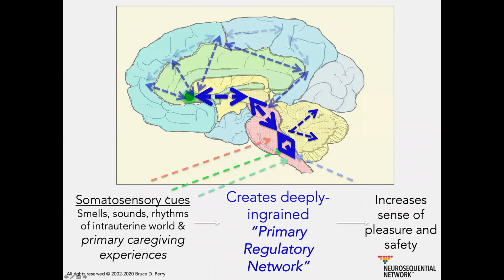And as you get older, all of these smells, sounds, rhythms of the intrauterine world and the attributes of the primary caregiving experiences are able to elicit and activate your primary regulatory network. In other words, calm you down. That's a crucial aspect of understanding regulation.